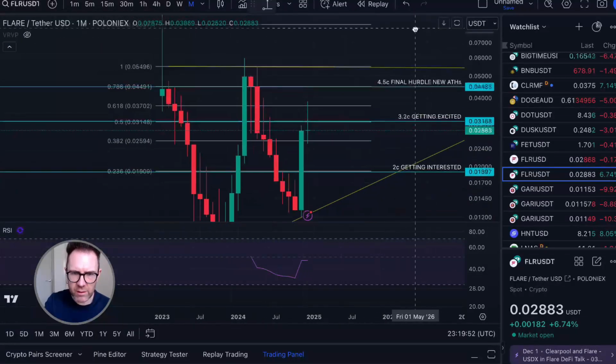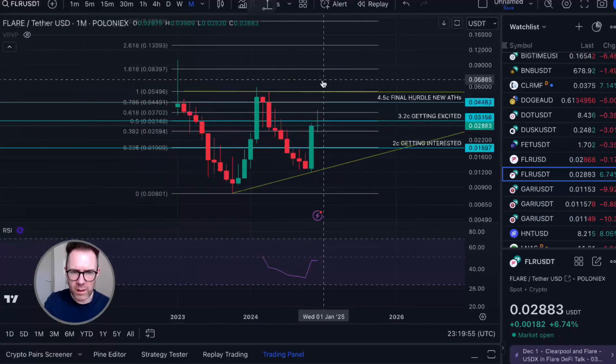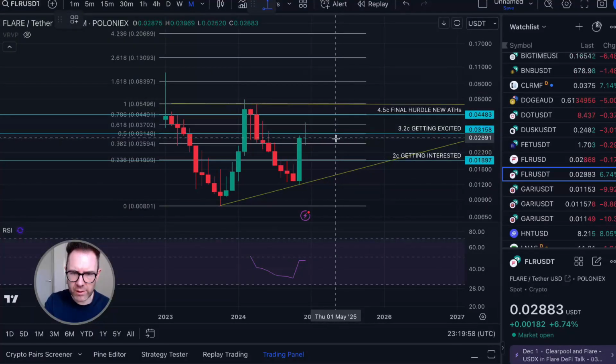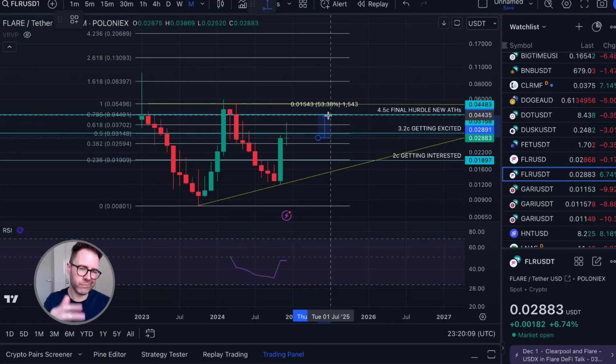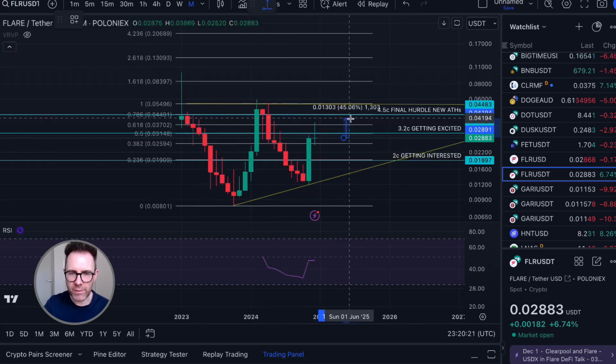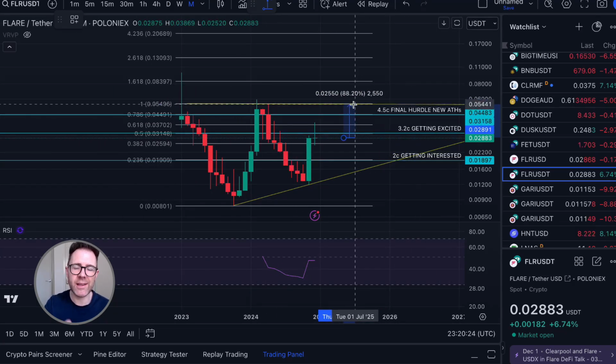Okay, so let's go and do some price ranging. Let's have a look. From here to the getting excited line, that's 10%, who cares? From here to the final hurdle for new all-time highs coming soon is 50%. That's nothing, okay? For Flare Network, in a crypto bull run, 50%, that's a day, mate. You can see 50%, 100%, 200% moves in a day. So that's very easy. The all-time high is only 88% from here. A new all-time high in Flare in this crypto bull run is dead easy.